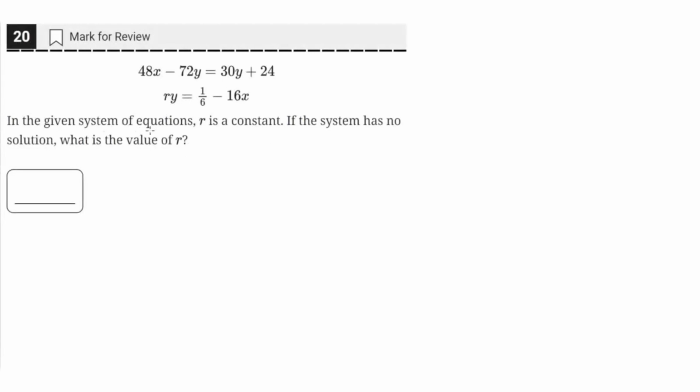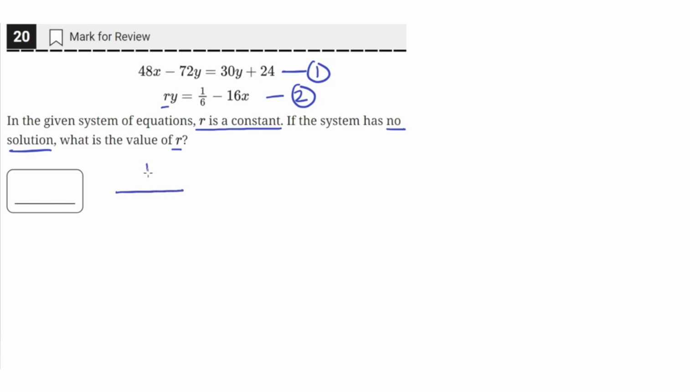In the given system of equations, r is a constant. If the system has no solution, what is the value of r? So we have these two lines right here. We'll call them equation 1 and equation 2. And we need to find a value of r such that this system of equations has no solution.